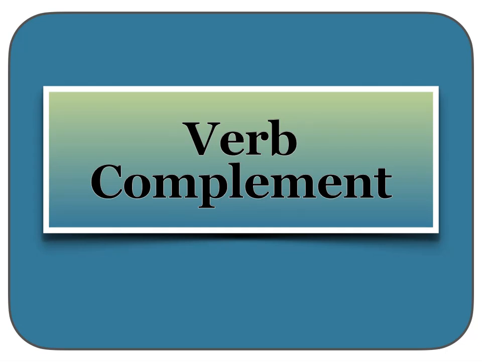When writing or speaking in English, there are several types of complements that can add meaning to a sentence. We often use subject complements and object complements. There's also something that is called a verb complement. That is what we will discuss in this video.